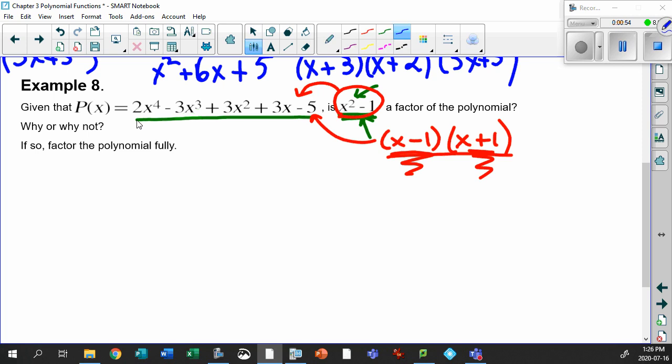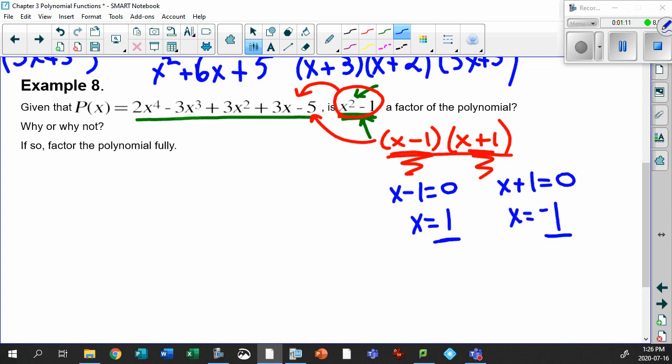Okay, well, wait a second. What does that mean? Guess what? x minus 1 equals 0, so 1 better work. And x plus 1 equals 0, that means x equals minus 1. So both 1 and minus 1, if you put that back into the polynomial, P of 1 and P of minus 1, they better both give you 0.